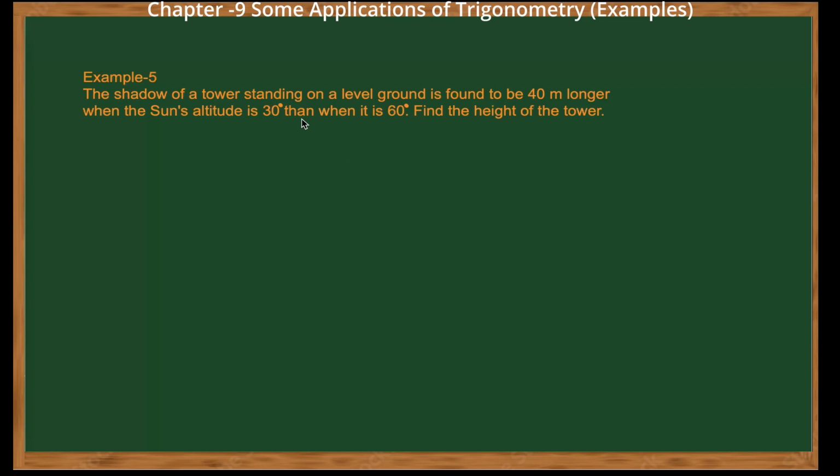A shadow of a tower standing on a level ground is found to be 40 meters longer when the sun's altitude is 30 degree than when it is 60 degree. Find the height of the tower. Let's read the question here: the shadow of a tower standing on a level ground is found to be 40 meters longer when the sun's altitude is 30 degree than when it is 60 degree.